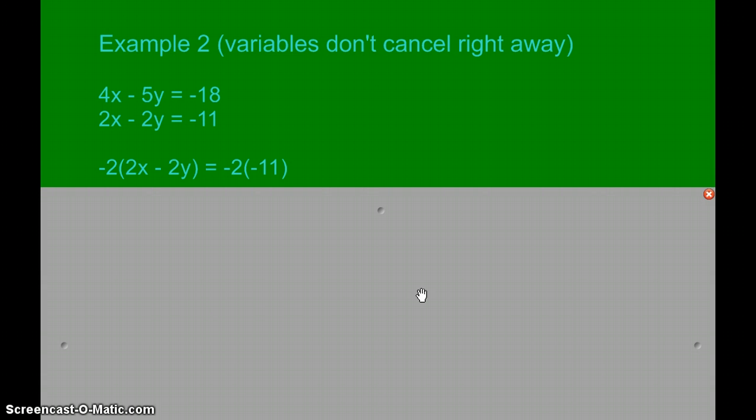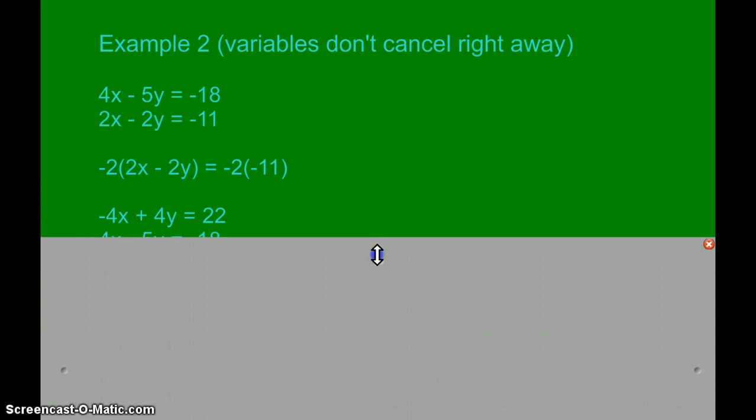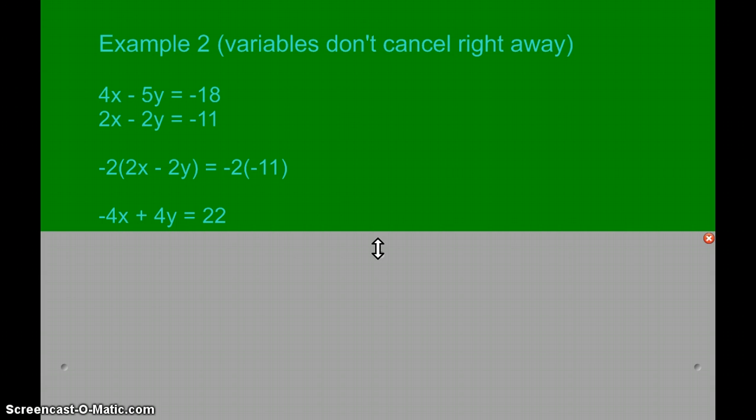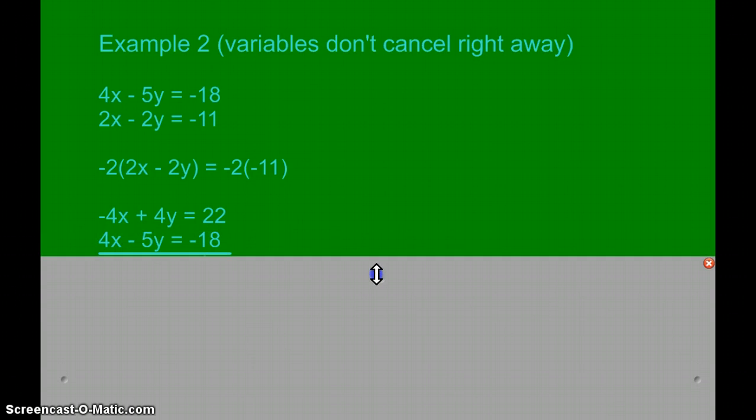So we're going to take that second equation and multiply the entire thing by negative 2. We're going to multiply the left side by negative 2 and the right side by negative 2. So that equation becomes negative 4x plus 4y equals 22. Then I'm going to pull down my top equation here and write my system again. So now we have a new system we're working with.